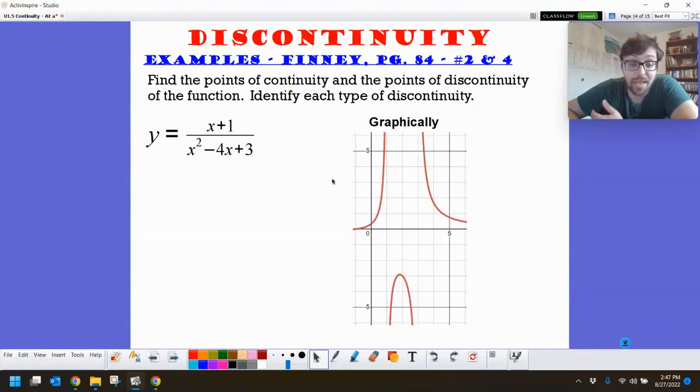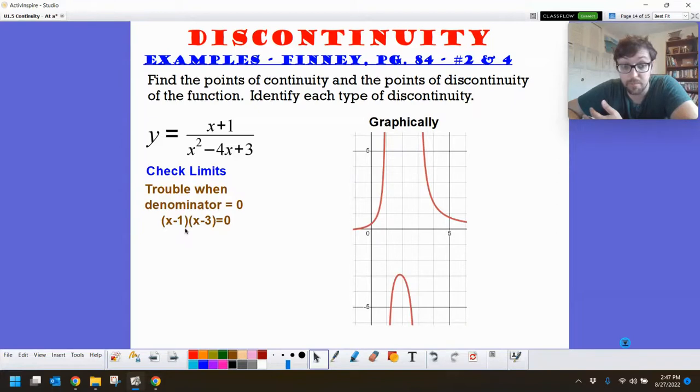In this example, I am trying to figure out what are my points of discontinuity. So graphically, it's pretty obvious. We have an infinite discontinuity because this function is heading towards positive and negative infinity. But what if I wanted to figure that out algebraically? Well, I would just start by checking my limits. So I know I'm going to be in trouble if this denominator ever equals 0. So when x minus 1 and x minus 3 equals 0.